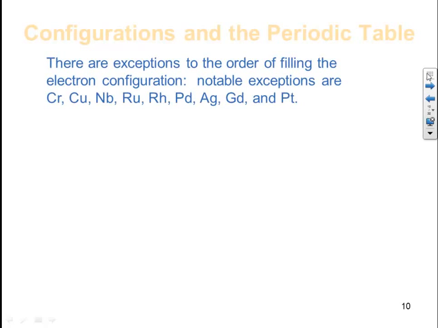There are exceptions to the order of filling electron configurations, where it doesn't go as it flows on the periodic table. Notably, those exceptions are listed right here. Now, the ones that you mostly have to be concerned about would be chromium, copper, and silver, which would probably be the ones you most likely run into.